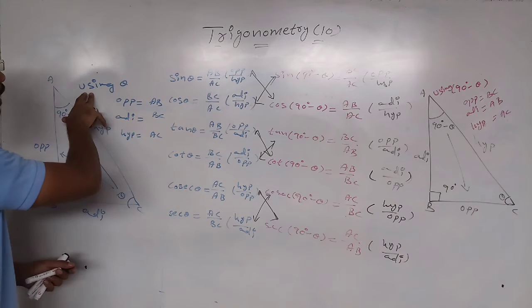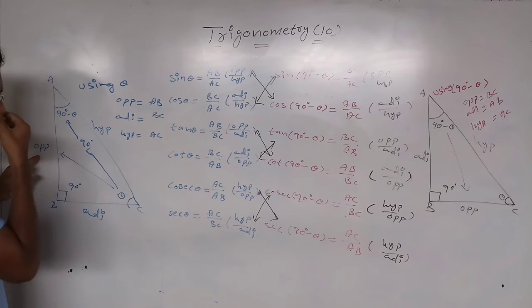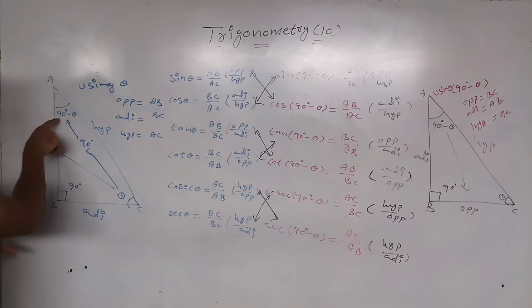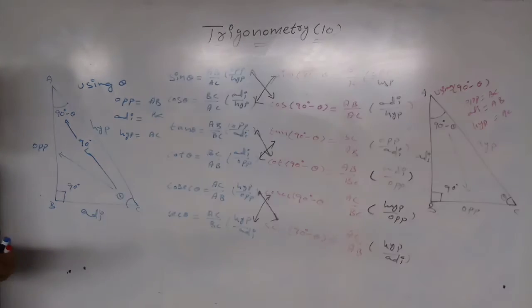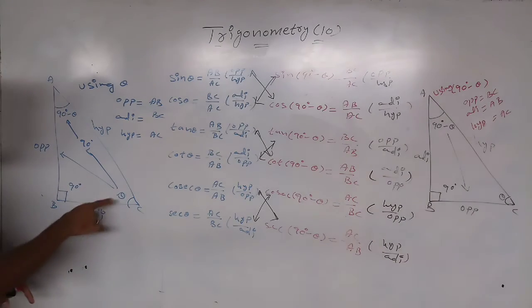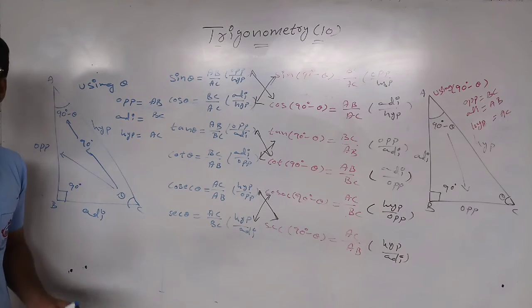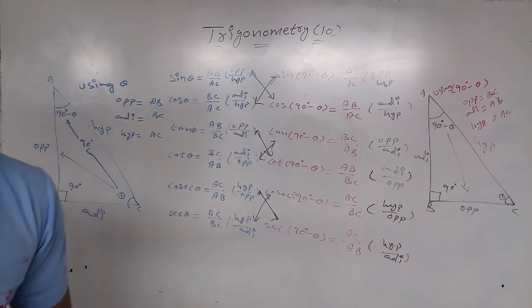First you will use theta. This will be the opposite of theta. It will be the opposite side. Okay. Why here 90 minus theta? Because the sum of these two angles should be 90 degrees. If one of the angles is given as theta, what will be the other angle? Unknown. So 90 minus theta.